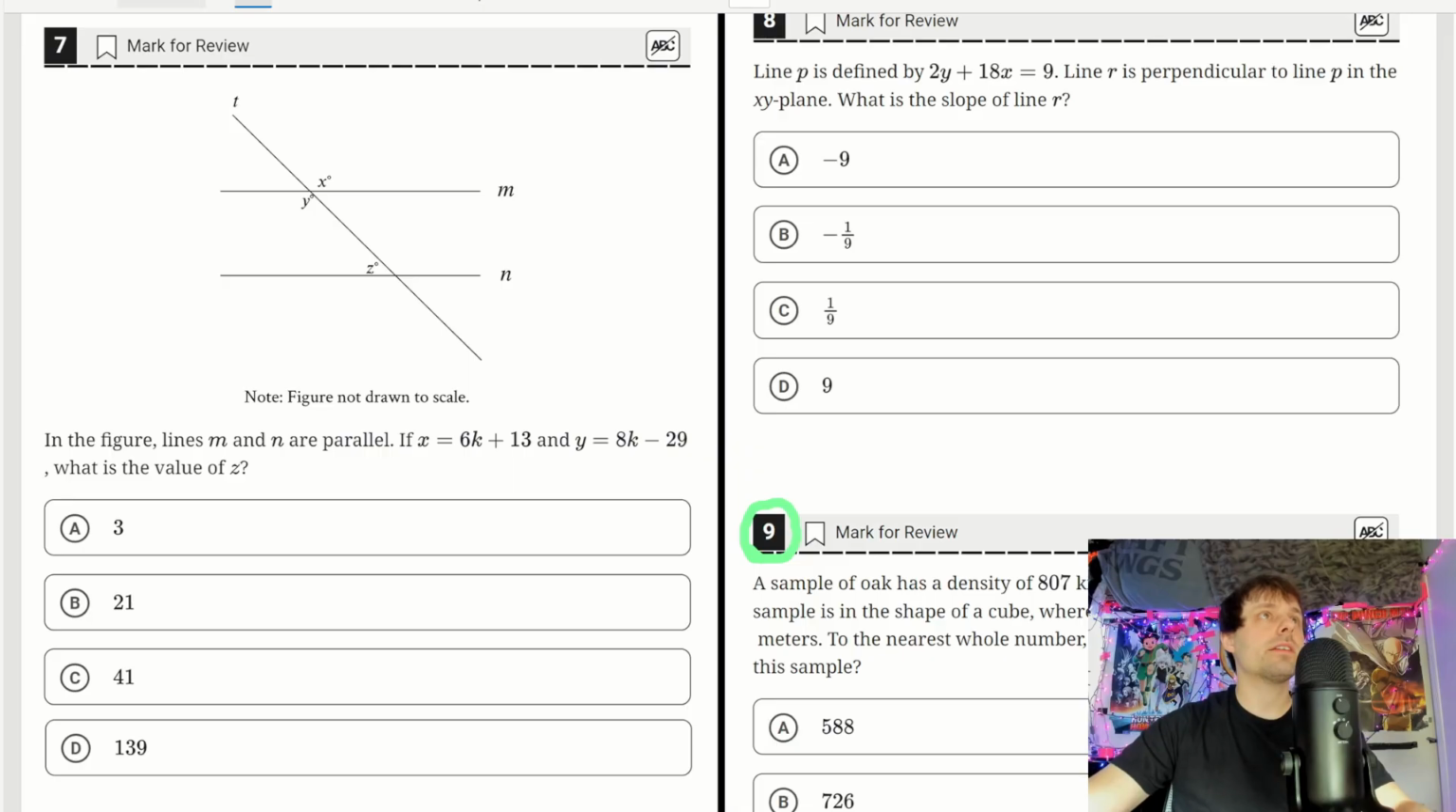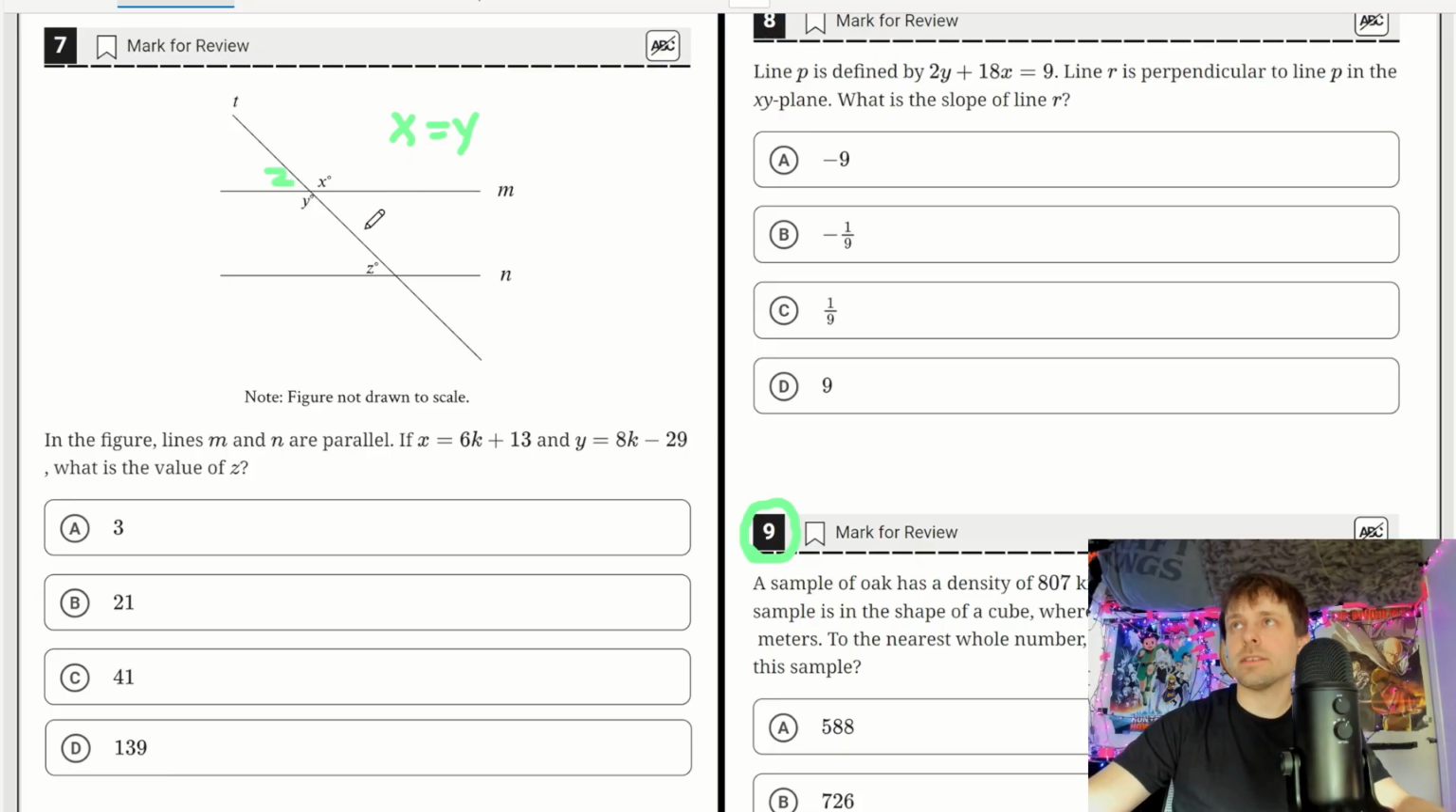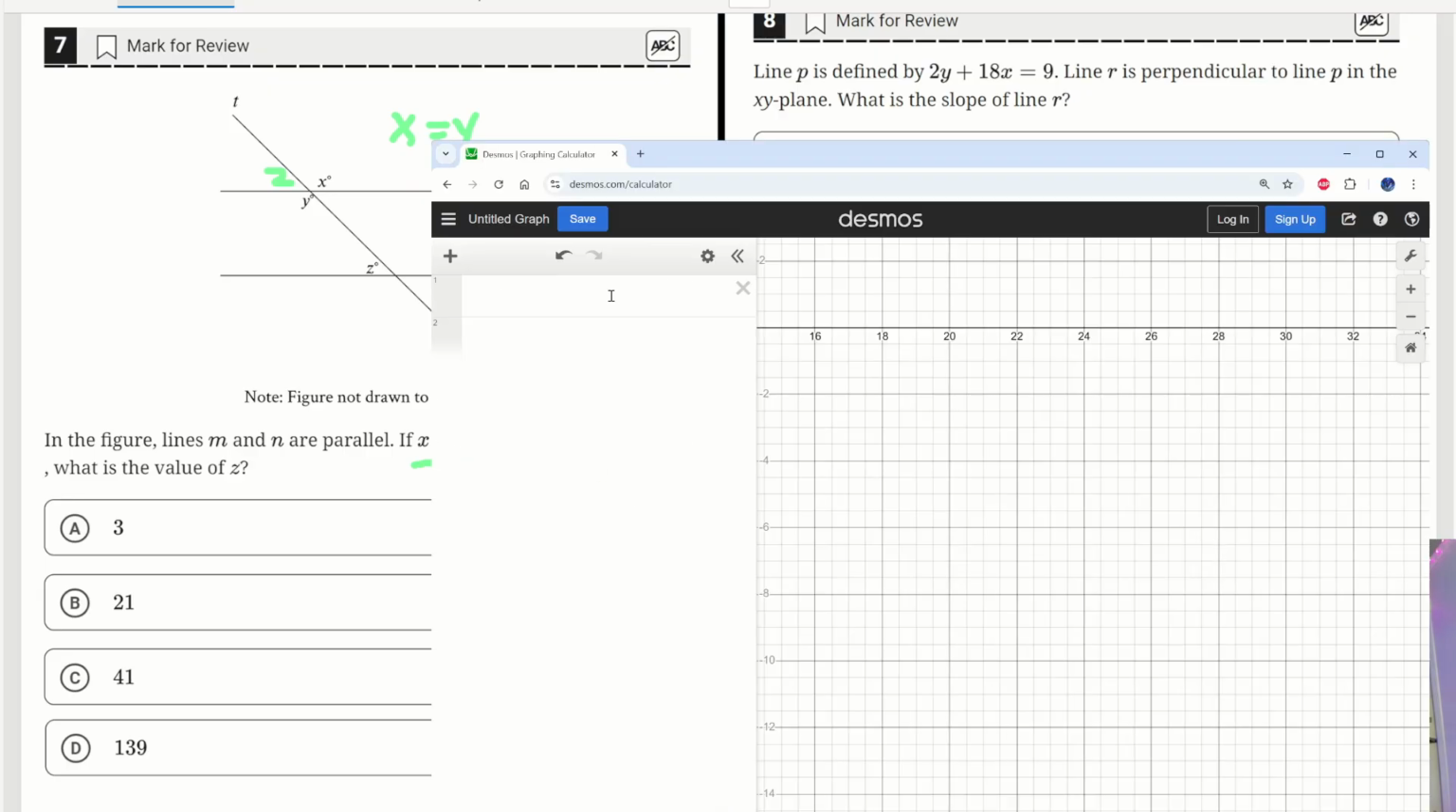Getting into number 7 here, one of our favorite graphs, we have x is equal to y. And then again, I could put z up here, and I could say z plus x is equal to 180. So they say we have an x equation, we have a y equation. I'm just jumping to Desmos. I'm going to have Desmos do all my algebra for me.